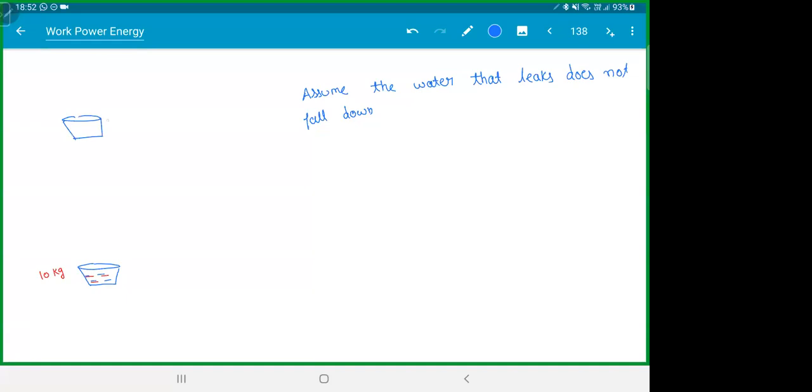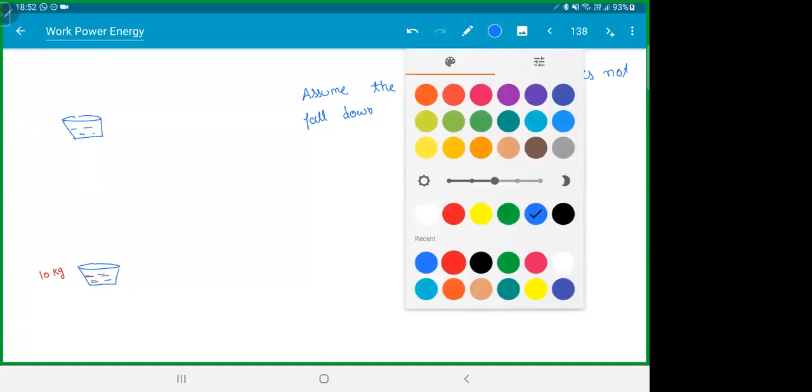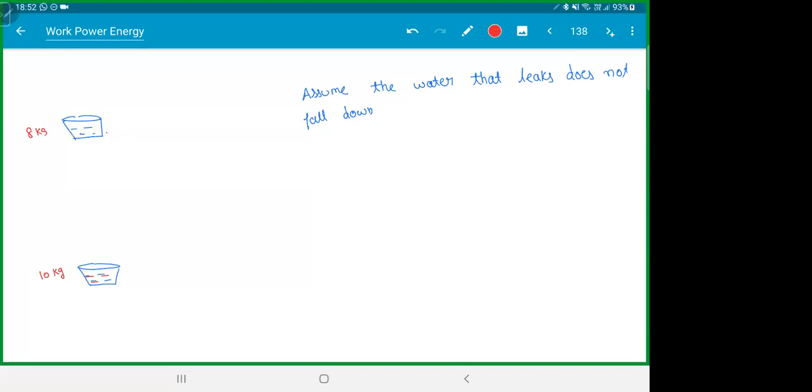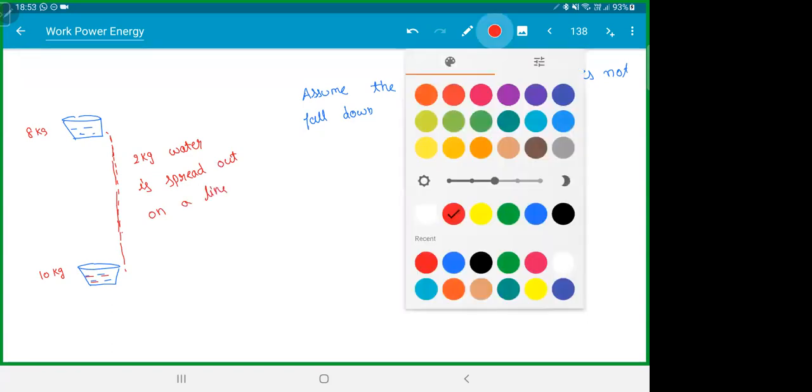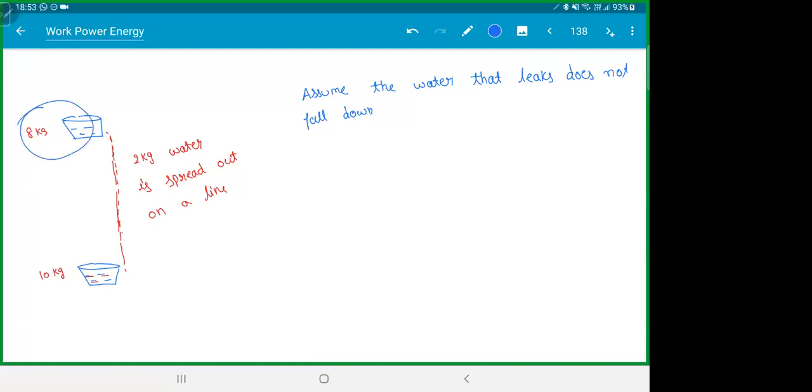So when the bucket reaches here, how much water does it have? 8 kgs. So where is all the remaining water? It is like this, right? So we have a 2 kg water rope. The 2 kg water is spread out in a line. Now, one thing is for sure, the man definitely lifted 8 kgs, right? Man definitely lifted 8 kgs. So what about this 2 kg rope that is pulling up?